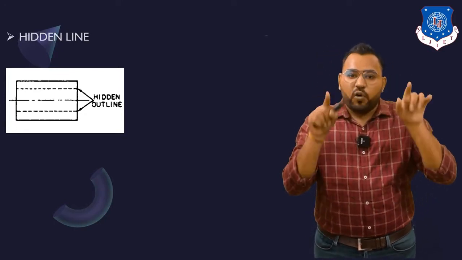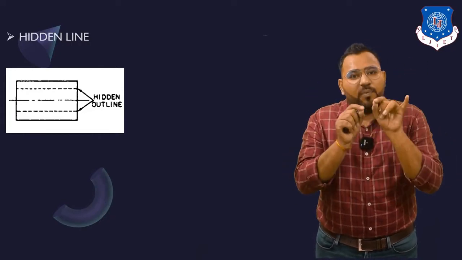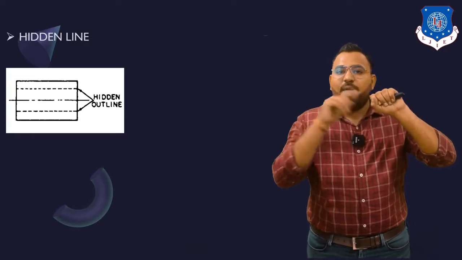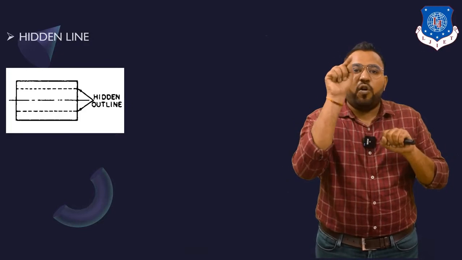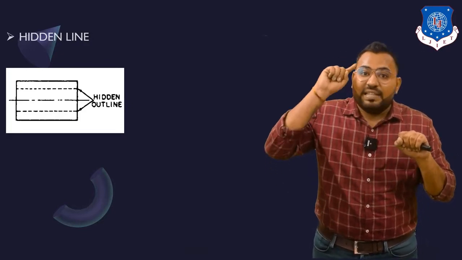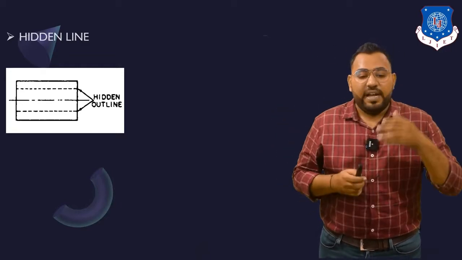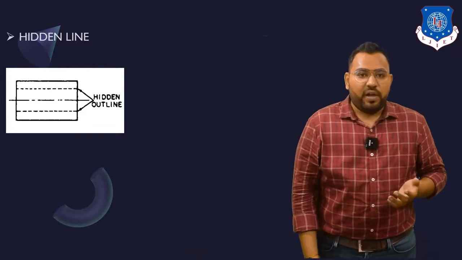So if I draw the front view of this mobile, I will draw a rectangle, and I know that the camera is on the rear side, but I cannot see it from the front view, so it will be hidden. So I will draw some dotted line to show the camera. That dotted line shows that there is some part which is hidden, which cannot be seen from the front. So a hidden line shows the hidden portion of the object which you cannot see, okay.